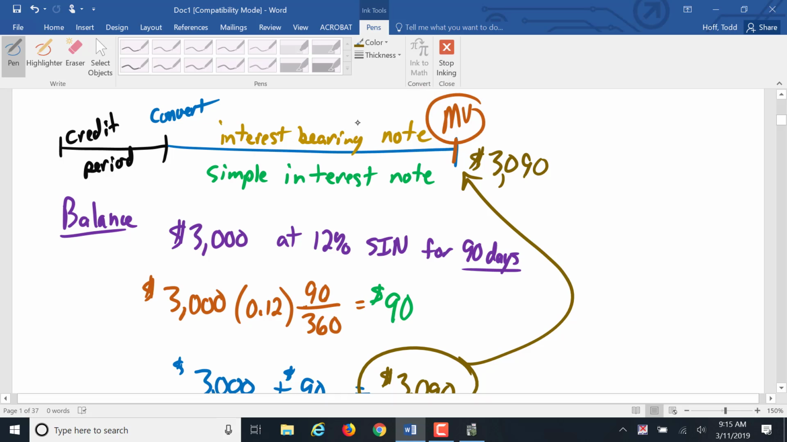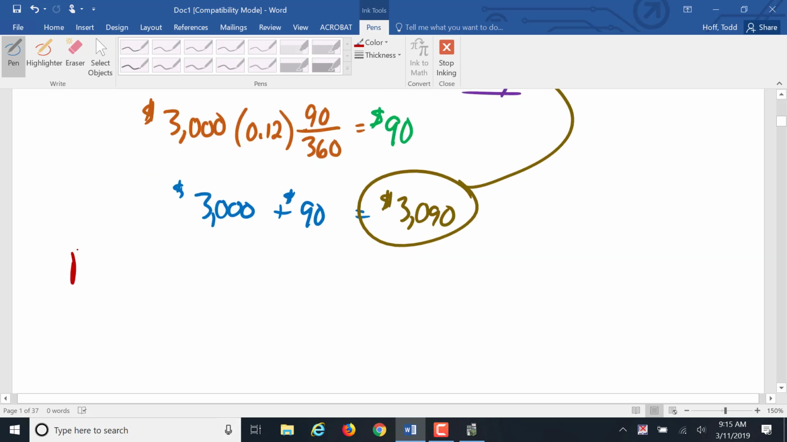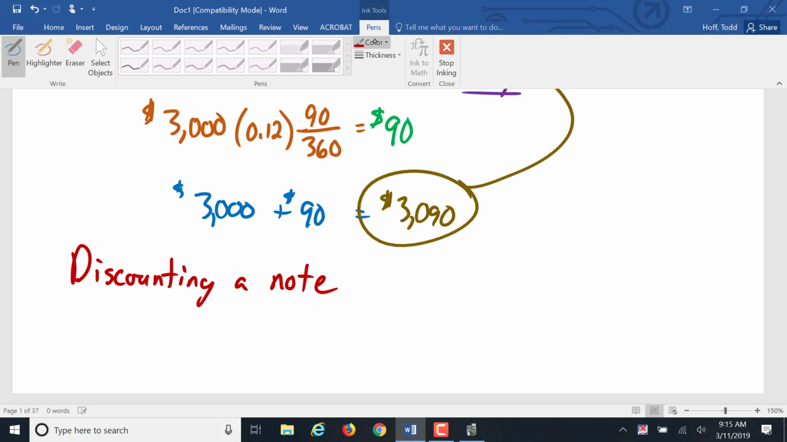However, there are times where that supplier, that producer, doesn't want to have to sit there and hold those notes. So rather than hold those notes to maturity and try to collect, they basically they don't sell the note itself, but they sell the right to collect the note to a bank. And that process is called discounting a note. The term discounting comes from the fact that they're going to sell that note to the bank at a discount.